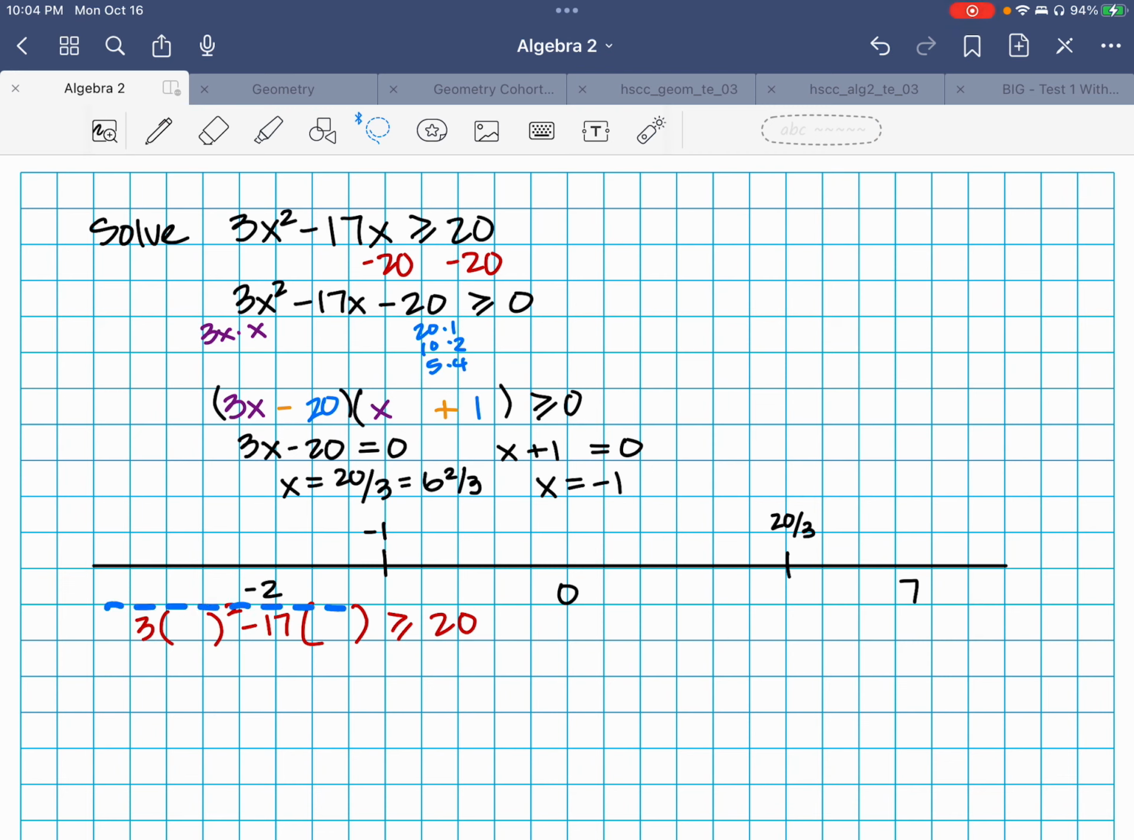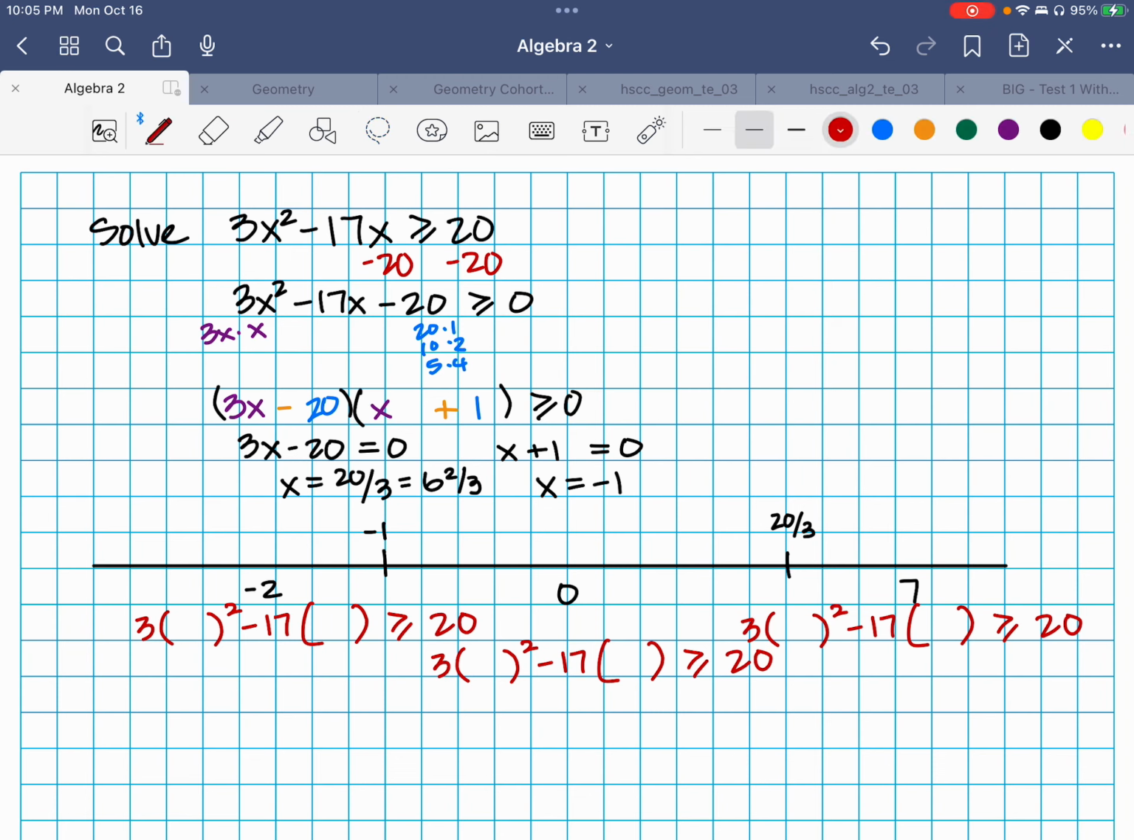Now I'm going to copy and paste this, because why waste time writing it over and over? We'll paste it right there, and then we'll do it again, paste it right in here. And we're just going to plug in the number that we want to test. So negative 2 and negative 2.